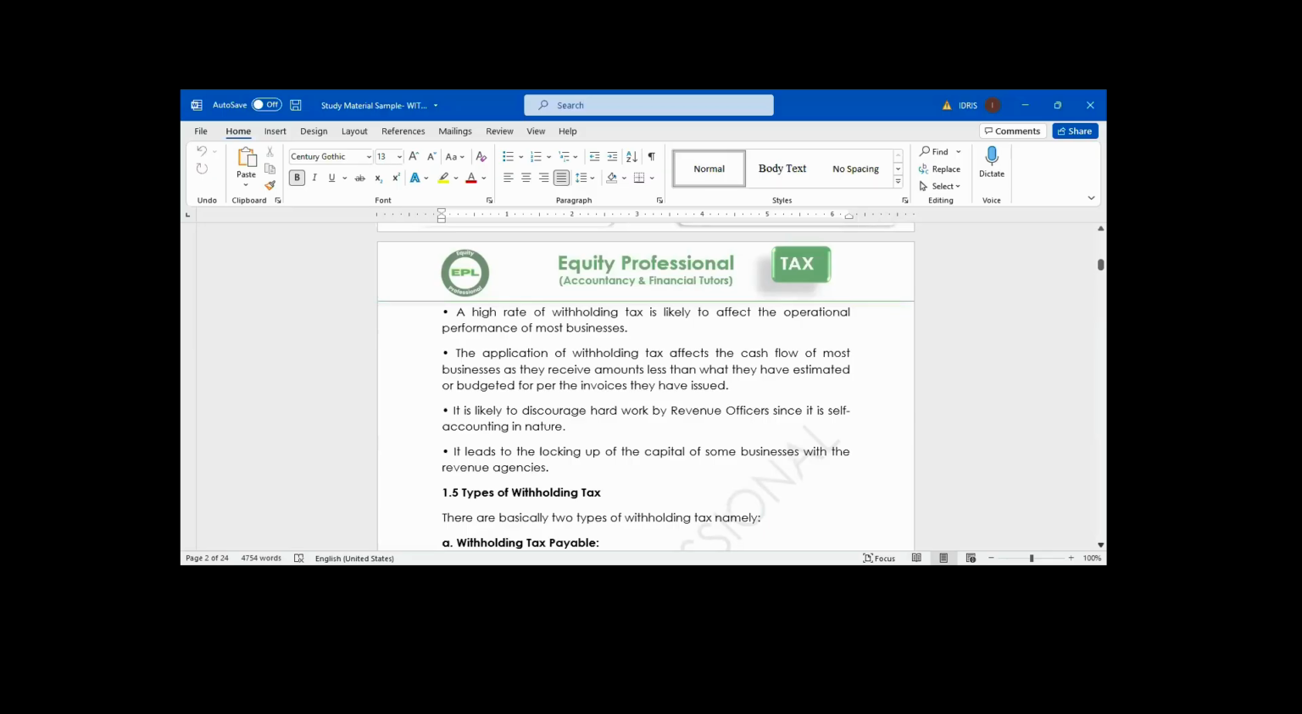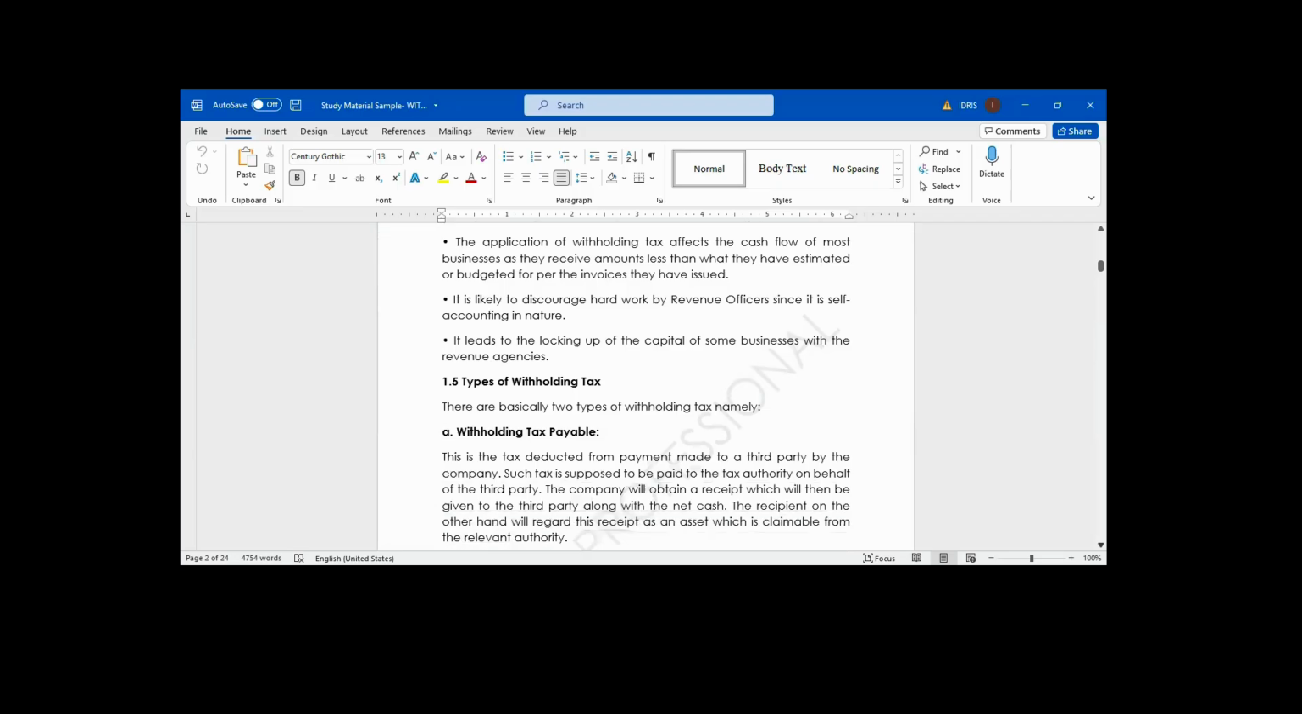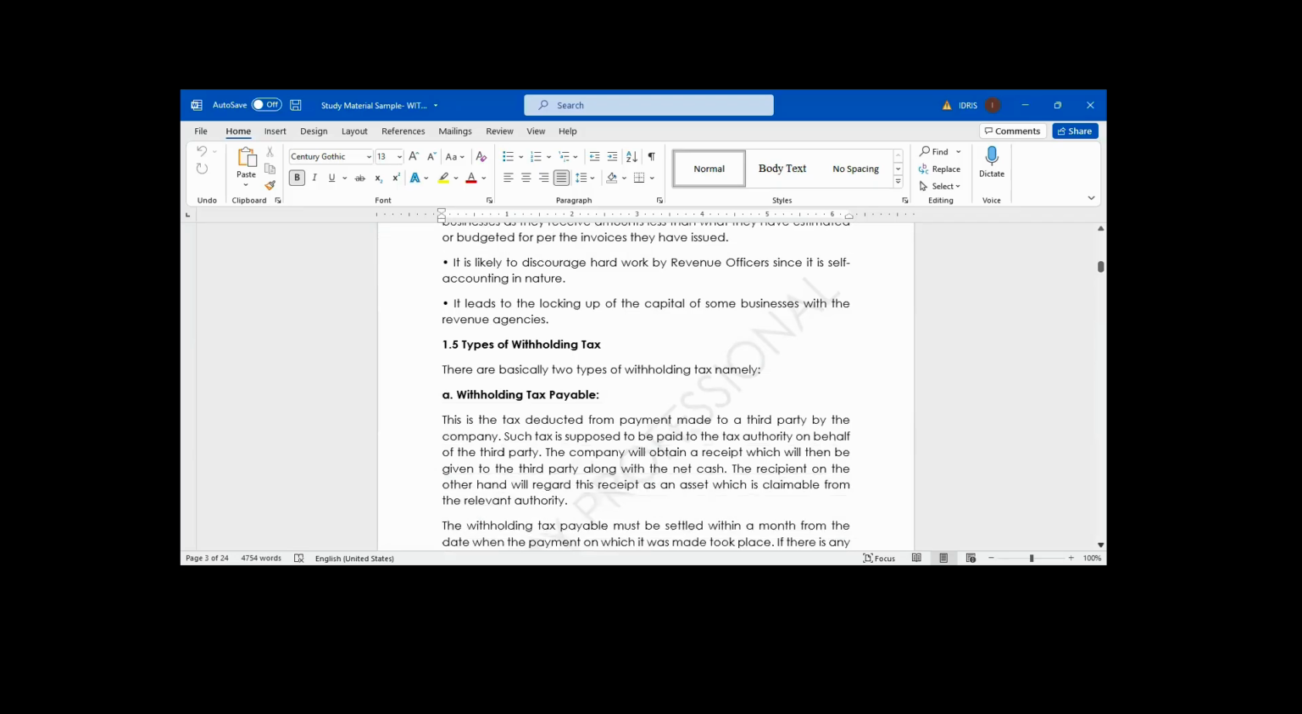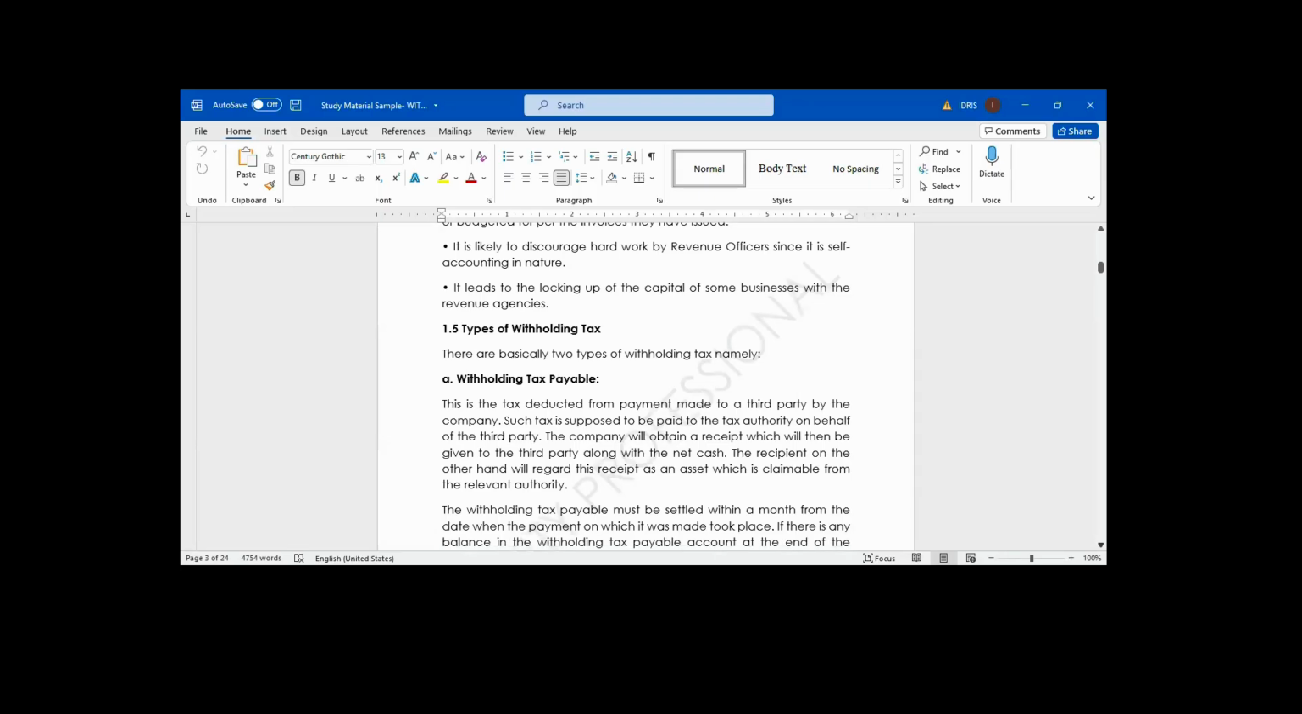The application of withholding tax also affects the cash flow position of most businesses. It also discourages hard work by revenue officers since it is self-accounting in nature.